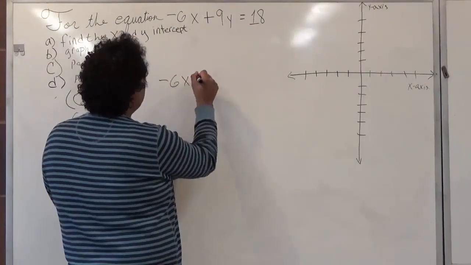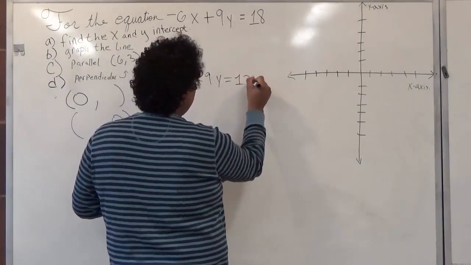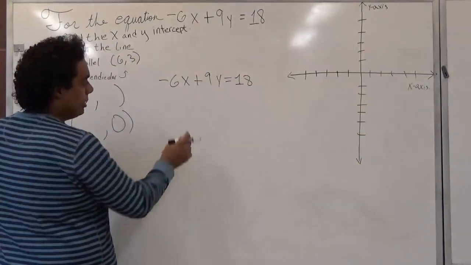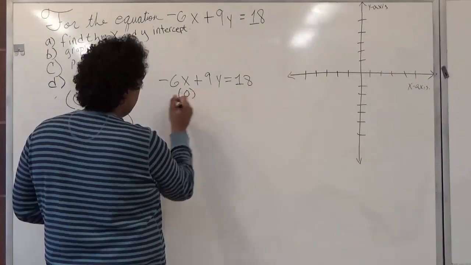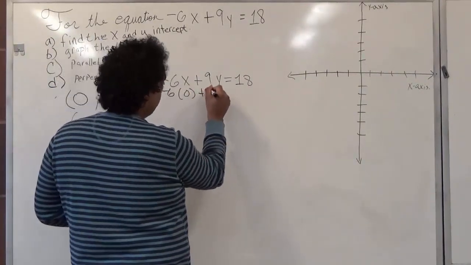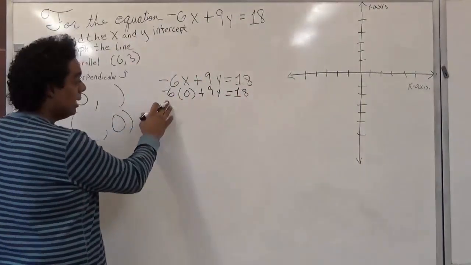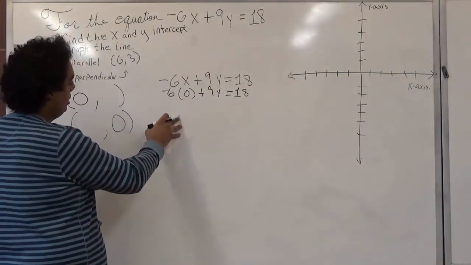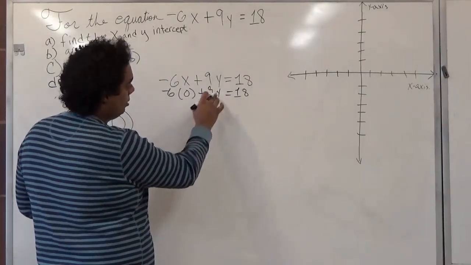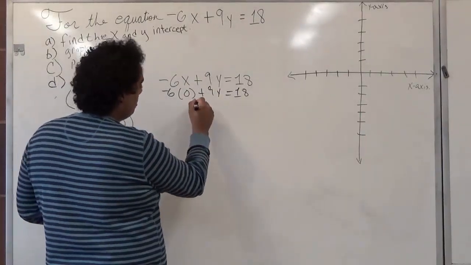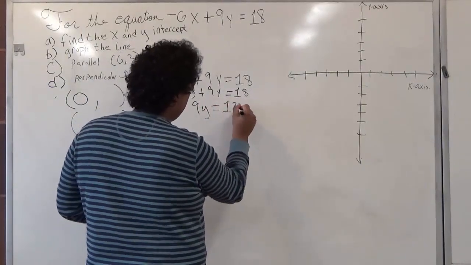So let's bring down our equation here. Negative 6x plus 9y is equal to 18. For our y-intercept, we need x to equal 0, so let's plug in 0 for x. Negative 6 times 0 is going to give us 0, and 0 plus anything is just going to be that number. So 0 plus 9y is 9y, so I'm just going to bring down 9y equal to 18.